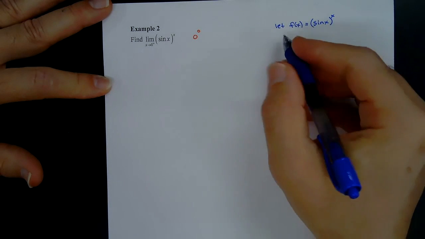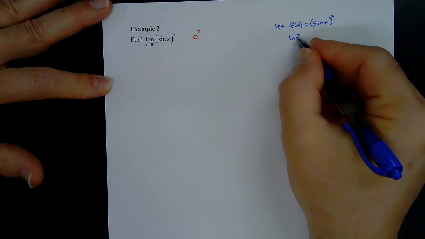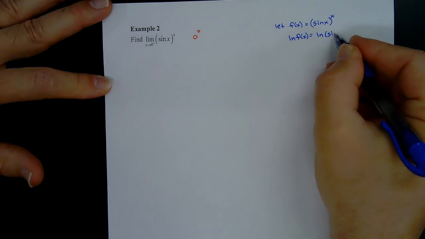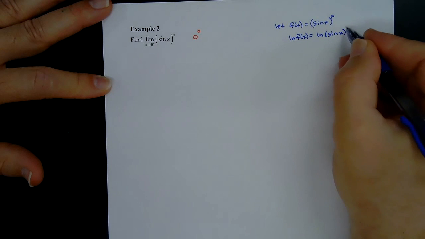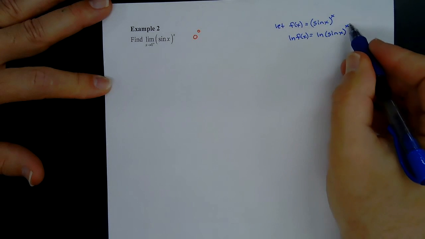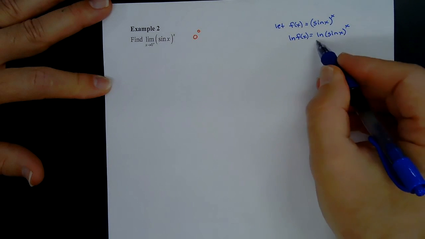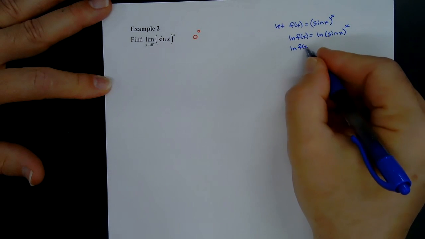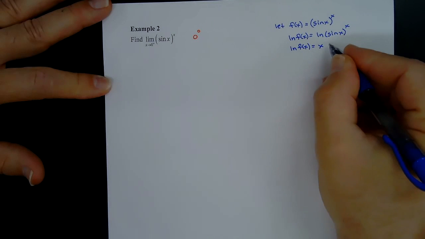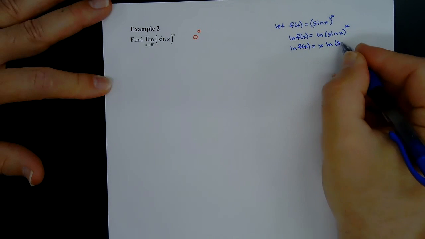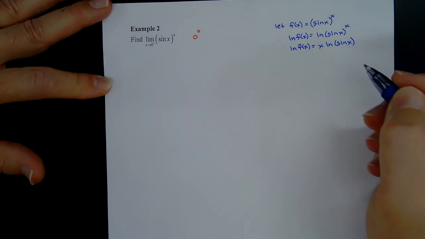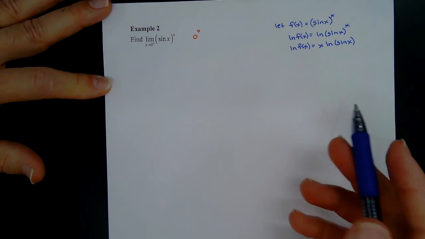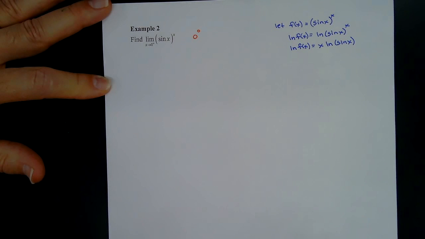And then we're going to take the natural log of both sides, which will give us the natural log of sine x raised to the x. And using logarithm properties, I can rewrite this as x times natural log of sine x. So ln of f of x is equal to x times ln of sine of x. And now we change it into a product. Okay. So now we want to find this limit. All right. So then we can do the substitutions that we talked about earlier.